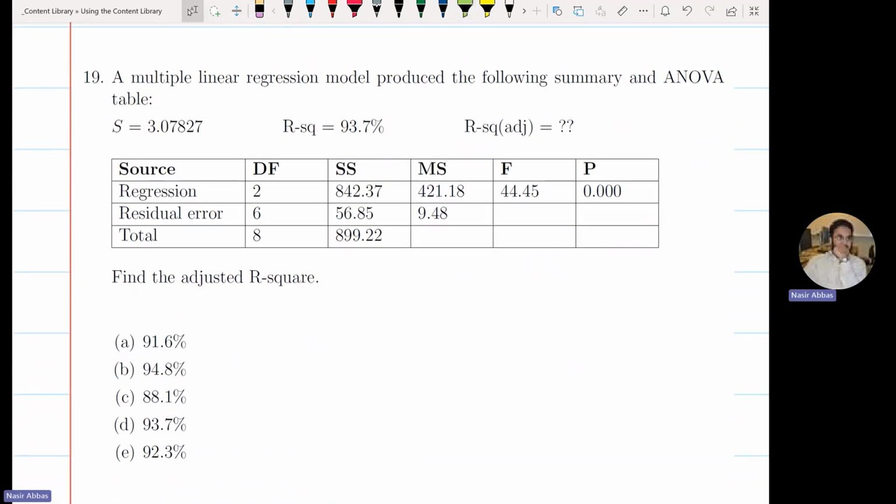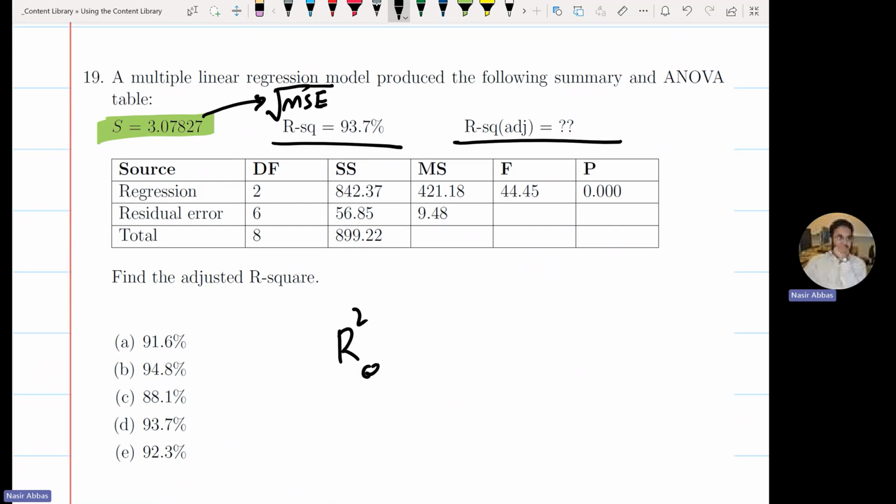Question 19. This is multiple linear regression. A multiple linear regression model produced the following summary. What is this S? It is nowhere given in the formula sheet, but it is the square root of MSE. Remember that. What is this R square? SSR divided by SST. What is R square adjusted? The formula is given to you in the formula sheet.